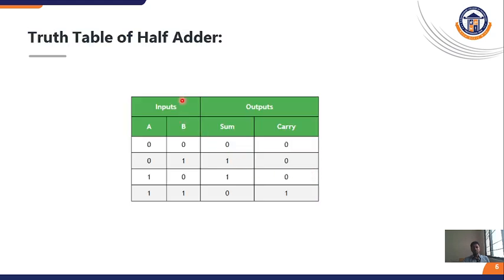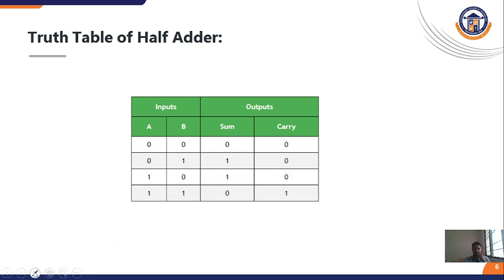This is the truth table of the half adder. As I have already said, there will be two inputs, so there will be four combinations: 0 0, 0 1, 1 0, 1 1. If we add these two bits, we get sum and carry. If you add 0 plus 0, the input is 0 and 0, the sum will be 0 and carry will be 0. If you add 0 plus 1, there will be sum 1 and carry 0. For the input 1 0, sum will be 1, carry will be 0.